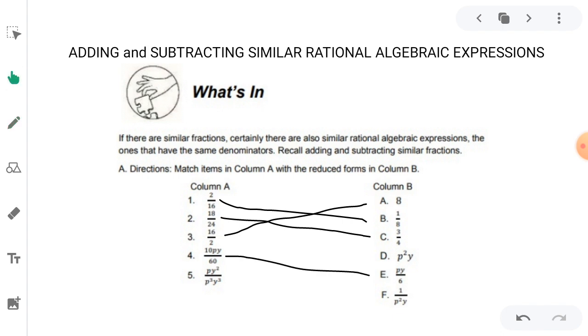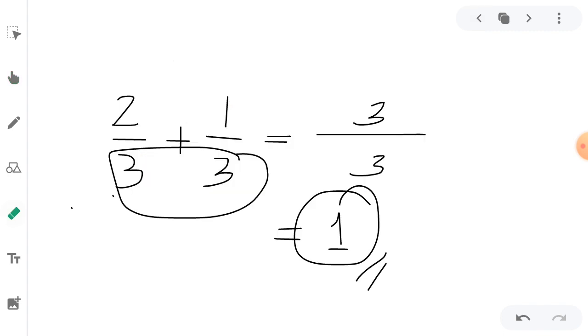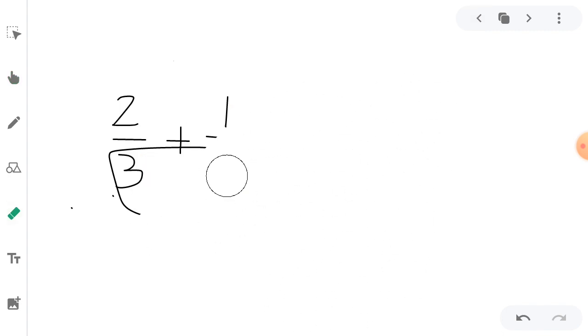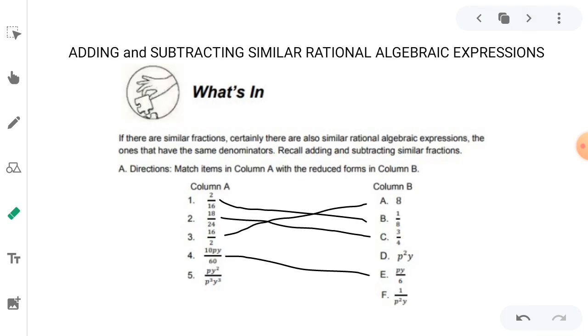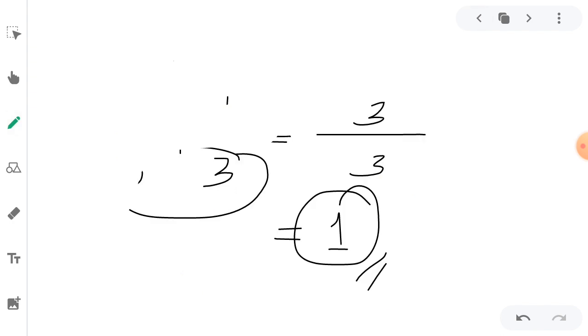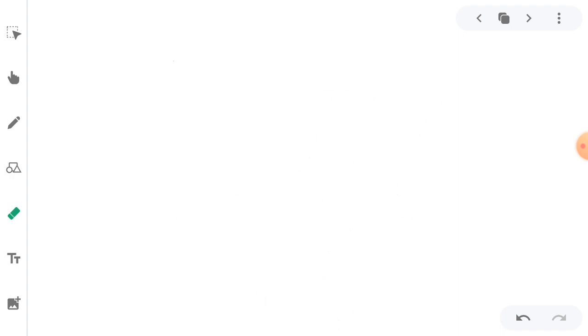How about number 5? So dito naman sa number 5, py squared over p cube y cube. So, ang gagawin natin dyan is, kukunin natin yung kanilang GCF. So, paano natin kukunin? Again, ano yung ating given? Py squared over p cube y cube.